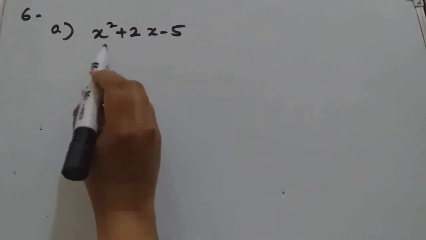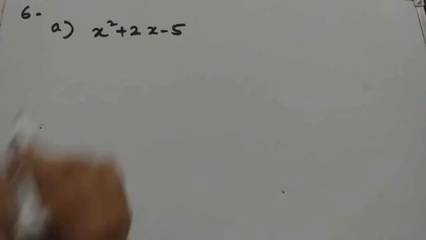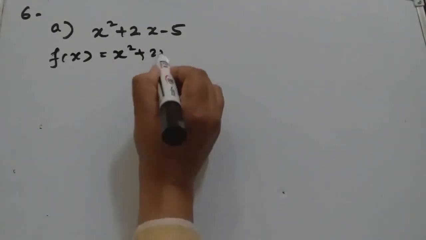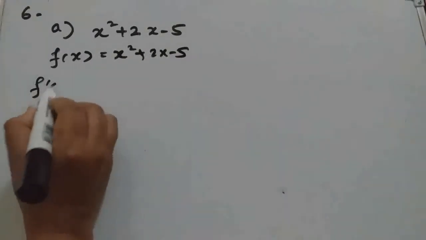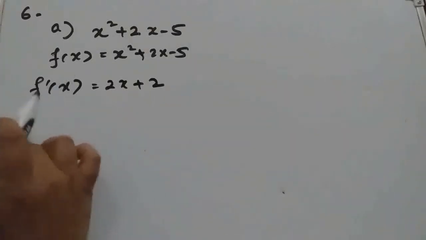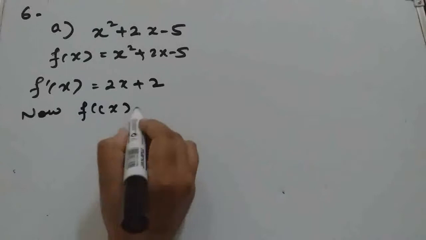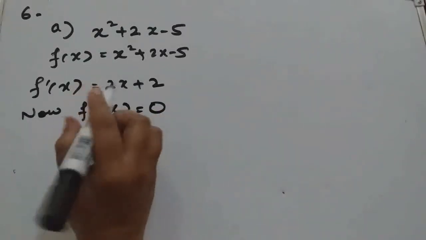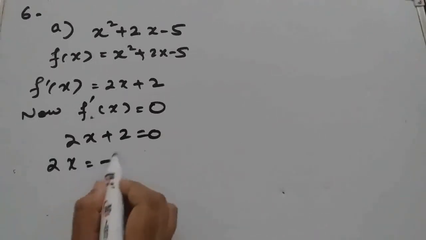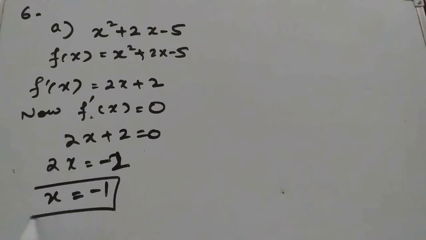Next question: a function is given, we have to find the interval in which the function is strictly increasing or decreasing. So f of x is given by this formula. So f dash of x will be 2x plus 2. Now f dash of x equals 0, so 2x plus 2 equals 0, 2x is equal to minus 2. So x equals minus 1.